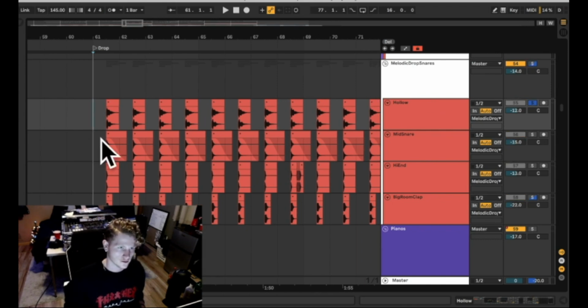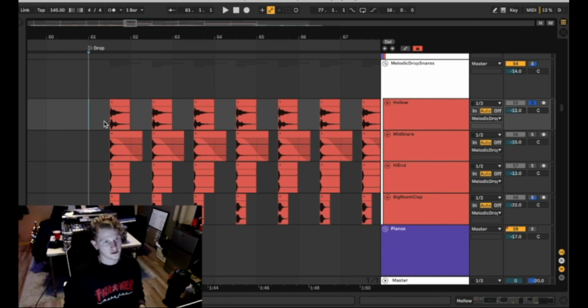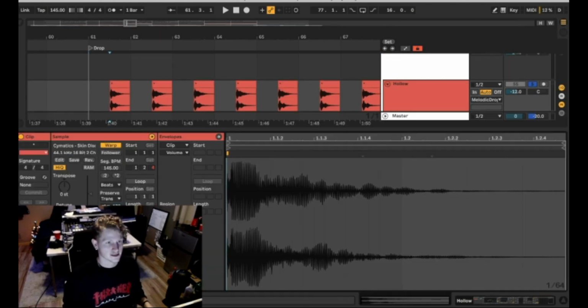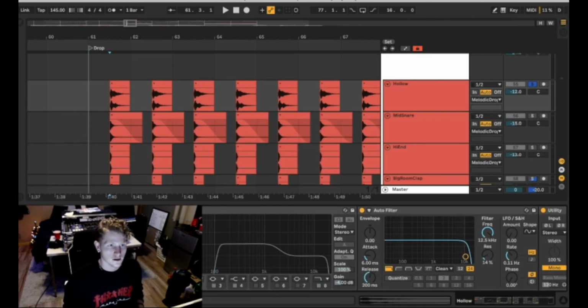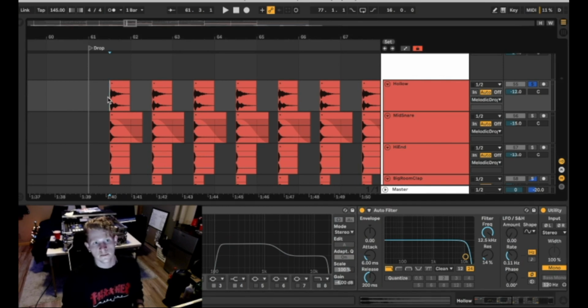So this is like the hollow snare. What I do is I just take different snares that I like and I EQ them differently so they fit well and sit well together. So this one, I'm going to play what it sounds like without EQ. There's some high end that I didn't want on it.